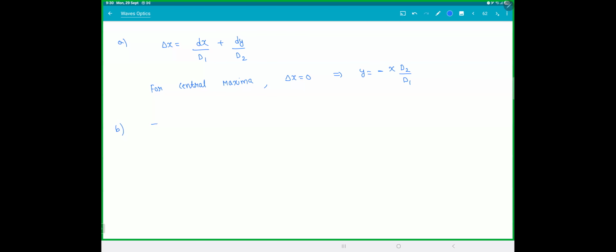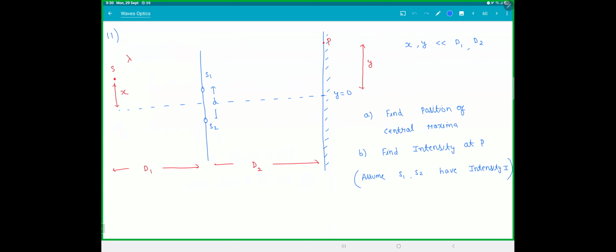Next thing, you want intensity at point P. So once you got delta x, you get the phase angle phi is equal to 2 pi by lambda into delta x. Since the intensities are the same, I_P is equal to 4I cos square phi by 2. Numbers are given, you can substitute. Are you clear what we did?